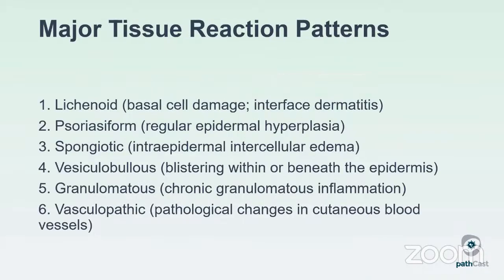Major tissue reaction patterns have since been elaborated and expanded, but the major ones are listed here. I'm not going to go through these in any detail because in the upcoming series, we're starting with the inflammatory portion. You're going to have lectures discussing each of these reaction patterns and the entities on those differentials in detail. You're going to learn about lichenoid process, psoriasiform reaction pattern, spongiotic, vesiculobullous, granulomatous, vasculopathic.